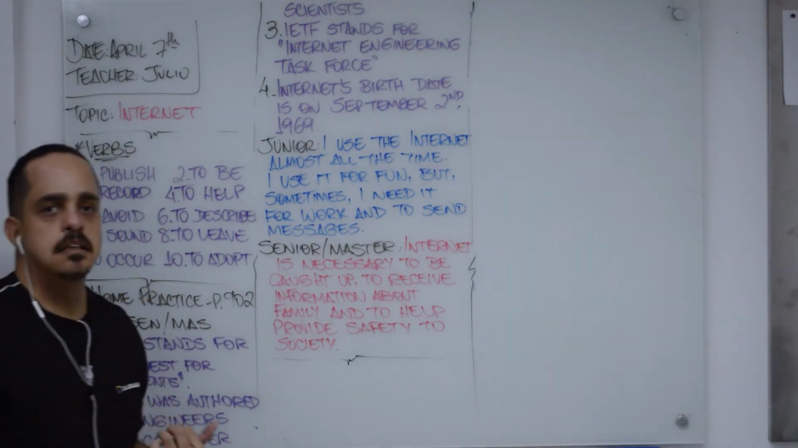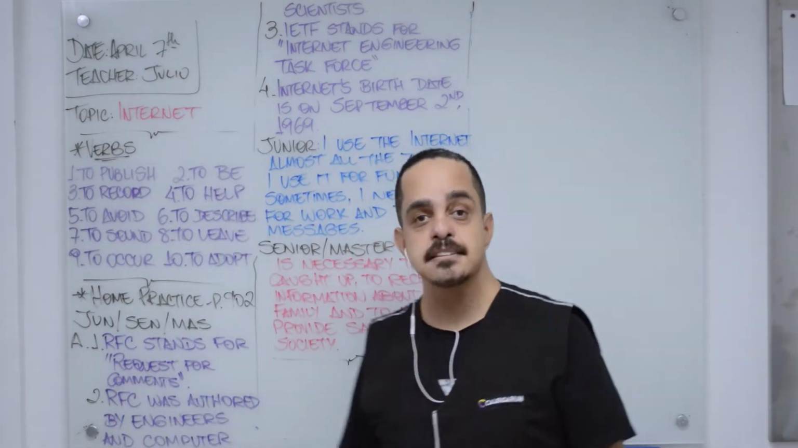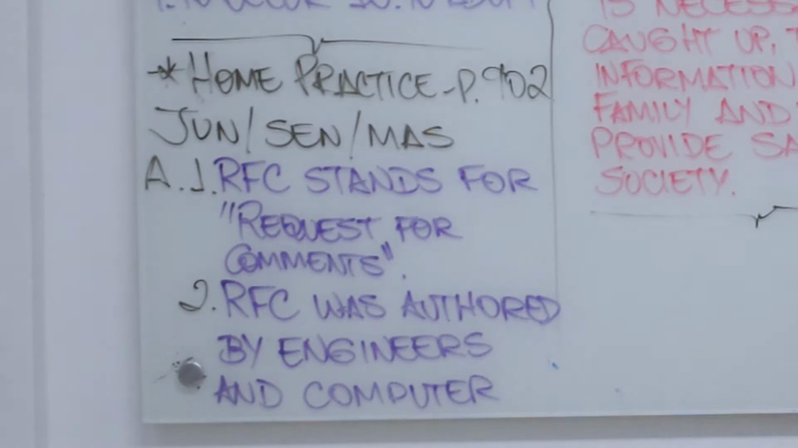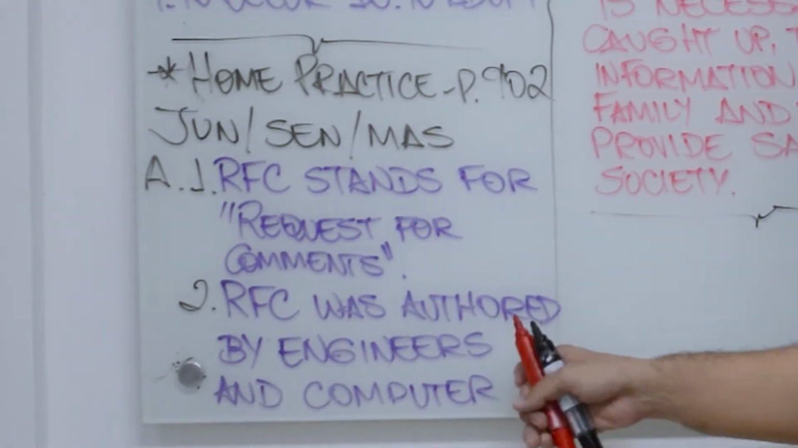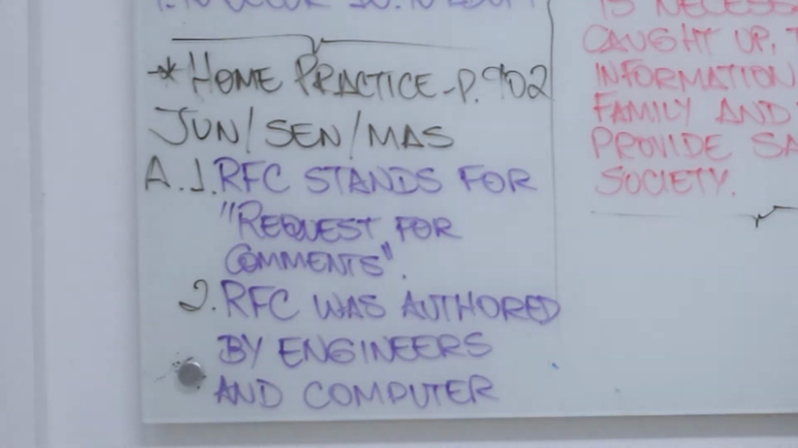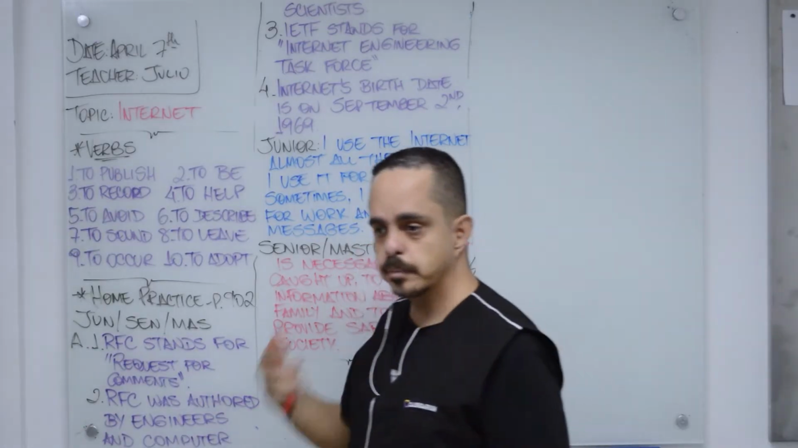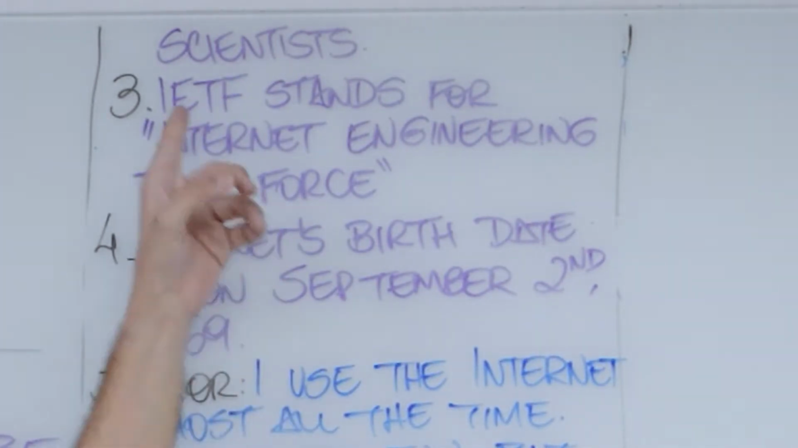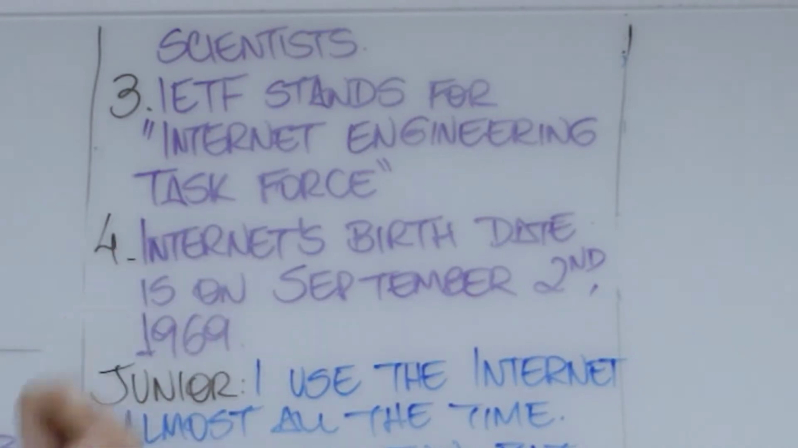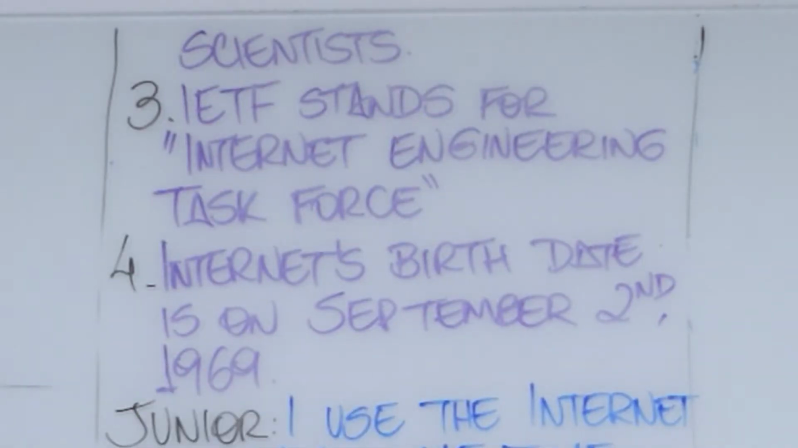On the first exercise, everybody, juniors, seniors, and masters, you had to answer some questions. Number 1, you had to answer what RFC stands for. RFC stands for Request for Comments. Number 2, who authored the RFCs? It was authored by engineers and computer scientists. On number 3, you had to answer what does IETF stand for. IETF stands for Internet Engineering Task Force. And 4, what is the Internet's birth date? It's on September 2nd, 1969.